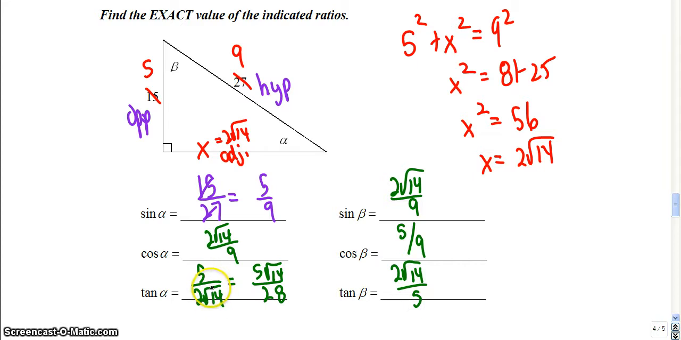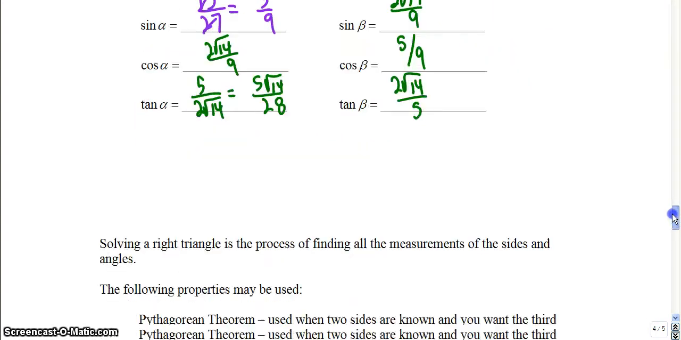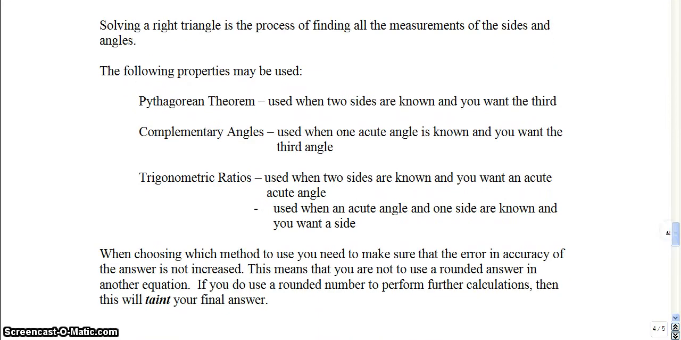Taking the reciprocal of the original, because then I don't have to worry about trying to rationalize the denominator. If you want to go through what is the opposite, adjacent, and hypotenuse for angle beta, you can do that, but this is a little shorter way to find those. Next, we're going to actually solve a right triangle. We have 3 things that we're going to use: either the Pythagorean theorem, complementary angles, or the trig ratios.